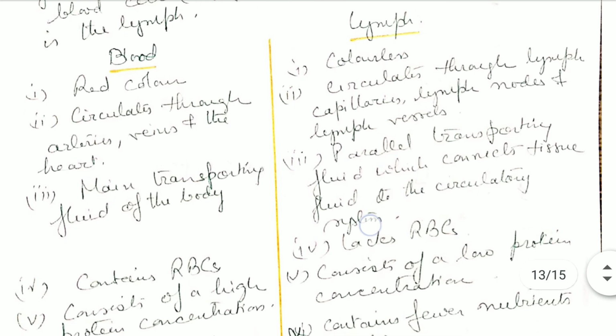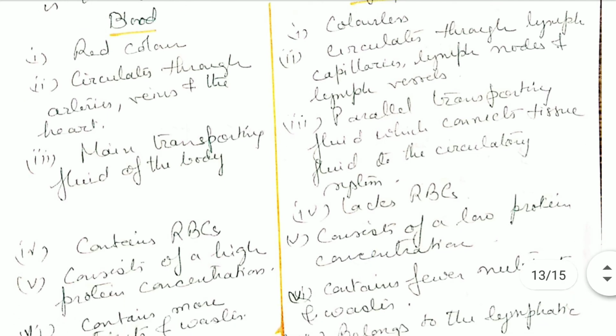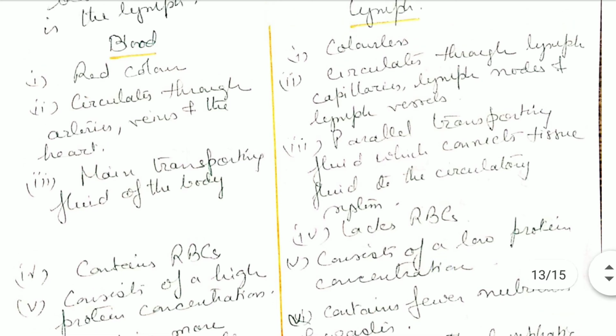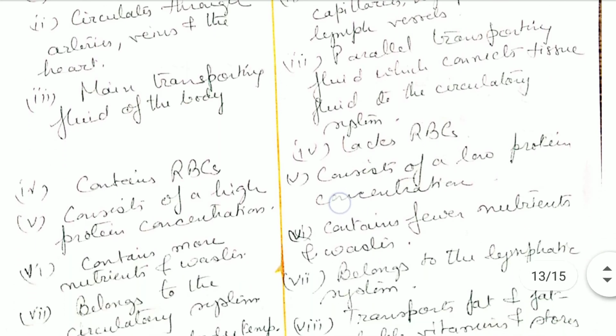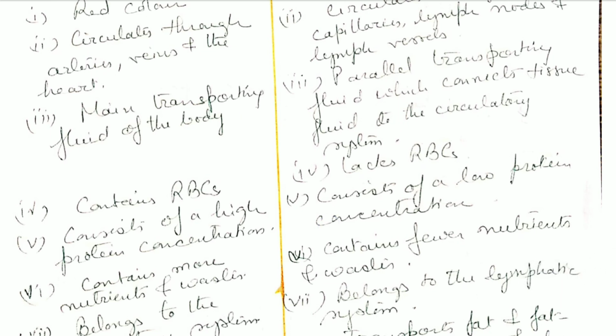Now, what is the difference between lymph and blood? Blood is red in color, lymph is colorless. Blood circulates through arteries, veins and the heart, whereas lymph circulates through lymph capillaries, lymph nodes and lymph vessels. Blood is the main transporting fluid of the body, whereas lymph is a parallel transporting fluid which connects tissue fluid to the circulatory system. Blood contains RBCs, but lymph does not contain RBCs. That is why blood is red in color, and lymph, which does not have RBCs, is colorless.